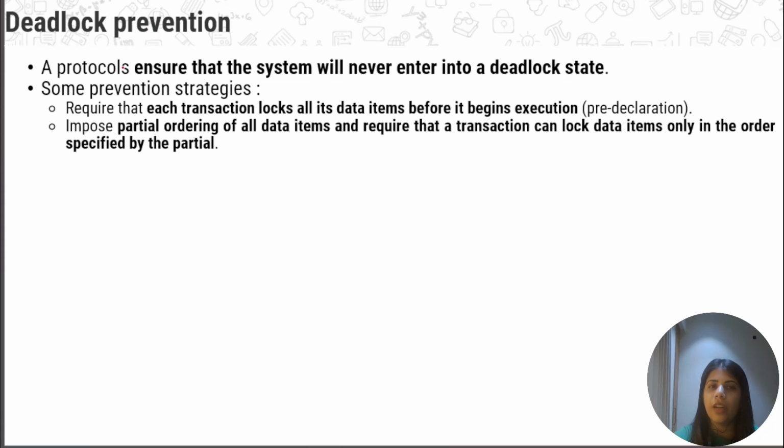What is the prevention of deadlock? Our protocol ensures that the system will never enter a deadlock state. Some prevention strategies which we can use: require each transaction to lock all its data items before it begins execution, which means pre-declaration. The second strategy is to impose a partial ordering of all data items and require that a transaction can lock data items only in the order specified by the partial ordering.